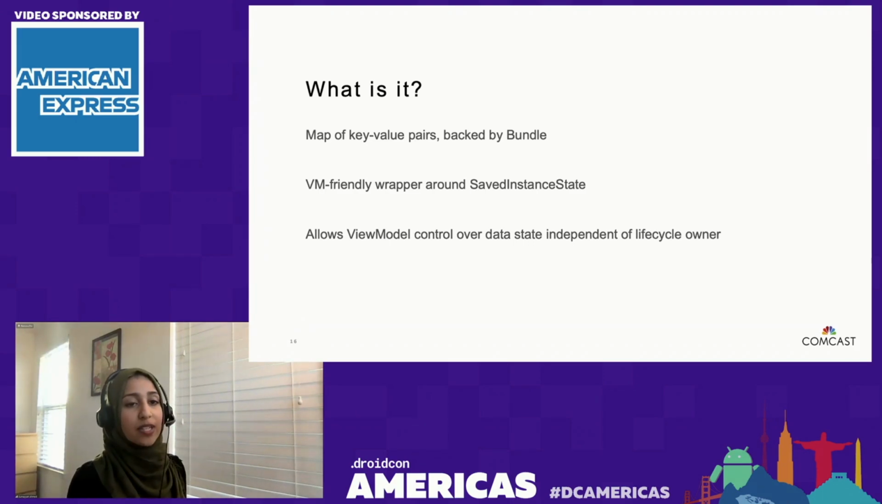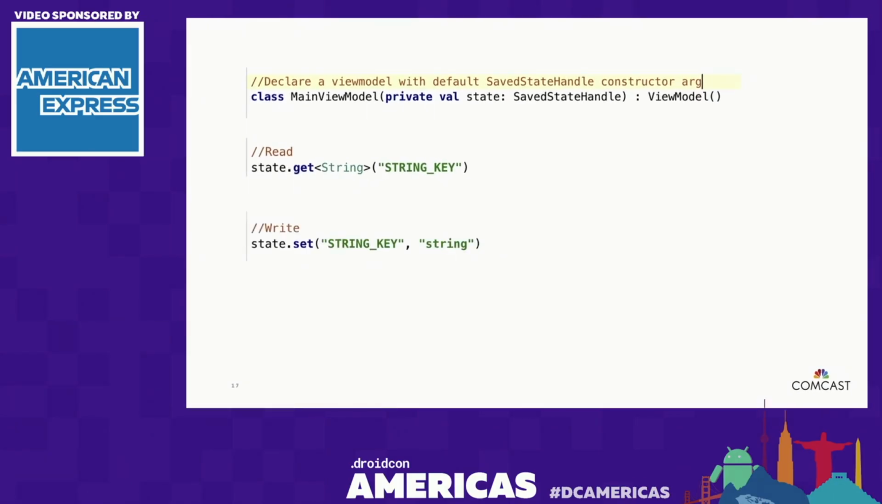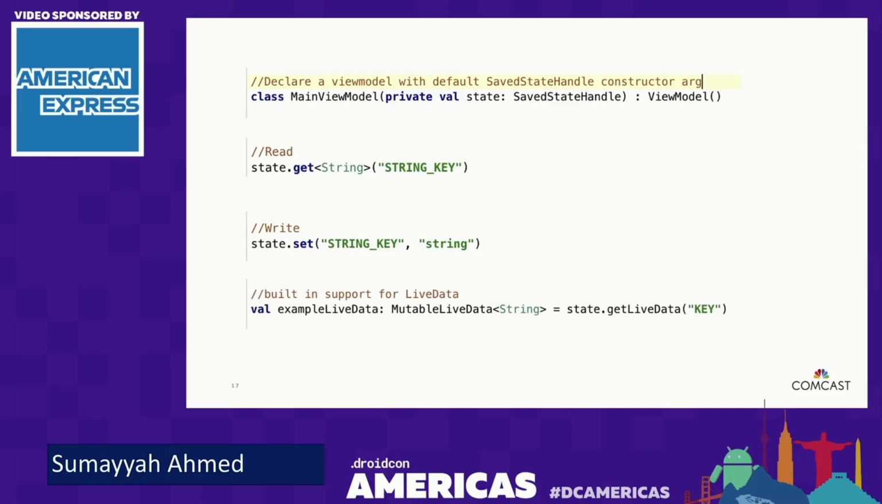Let's see how we use it in a really basic way. So by default, the library gives you access to a constructor argument, SavedStateHandle, in your view model. You have simple functions to read and write from this library. You just have get and set, and you use unique keys to identify your data. As a bonus, you also have built-in support for live data. So this reduces the amount of work you have to do in your view model.